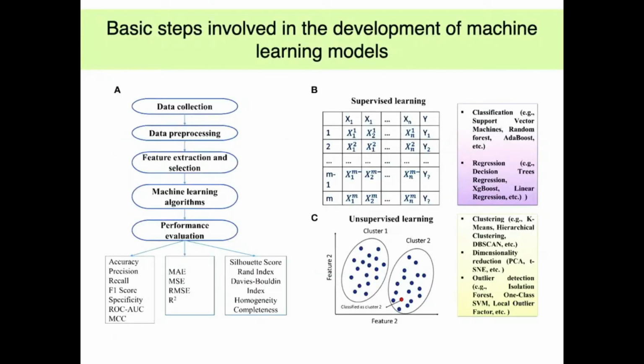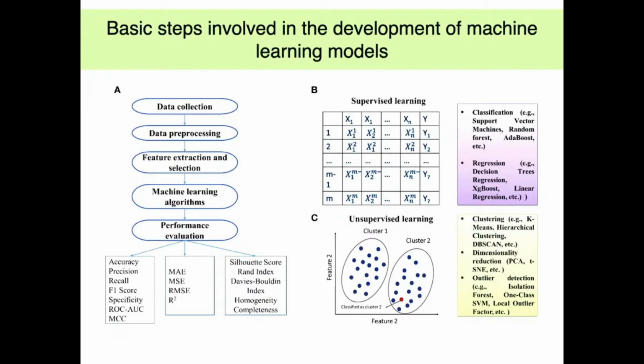The basic steps involved in development of machine learning models start from data collection, then data processing. Feature extraction is an important step because the data we have is in the form of sequences, and first we have to convert the sequence data into numerical format. Though in deep learning we can directly feed the data and it extracts the features itself. And then we implement the machine learning algorithms, based on our problem, whether it is a classification problem or a regression problem.